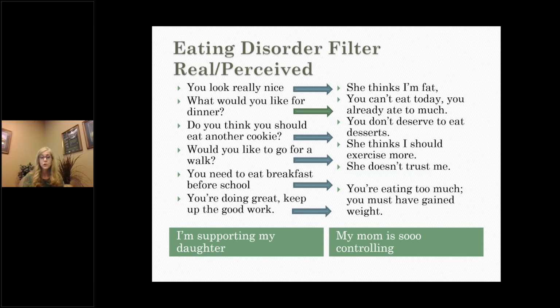The question, would you like to go for a walk? And the response or the thought is, she thinks I should exercise more. Or, you need to eat breakfast before school, and she hears, she doesn't trust me. Or, you're doing great, keep up the good work, and he hears, you're eating too much, you must have gained some weight. So it's helpful, hopefully, for our caregivers to realize this.